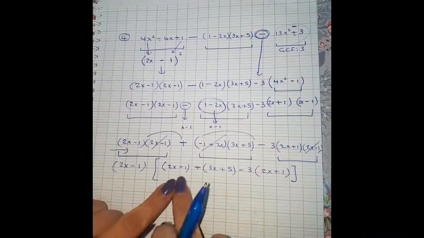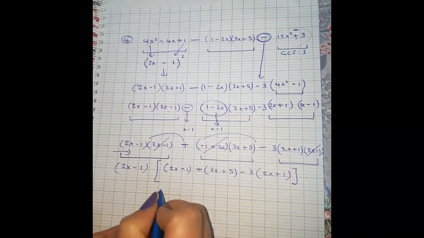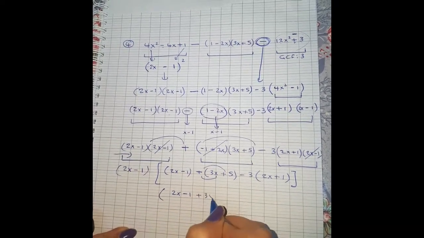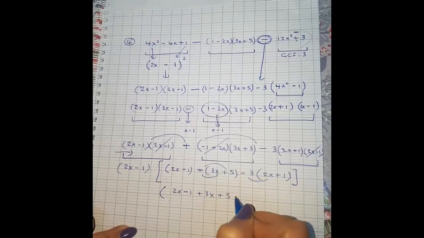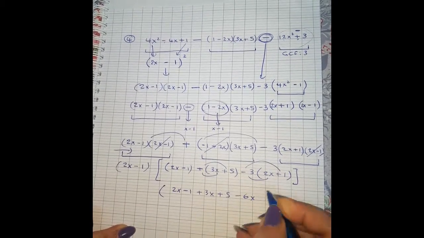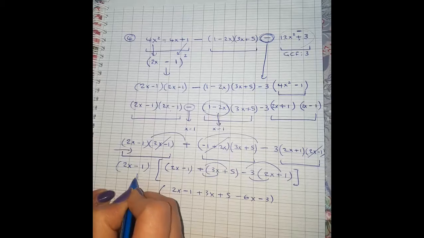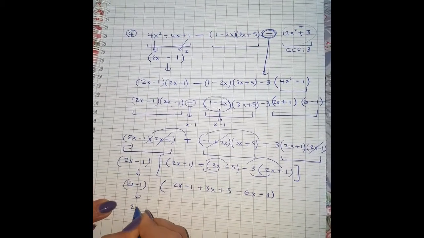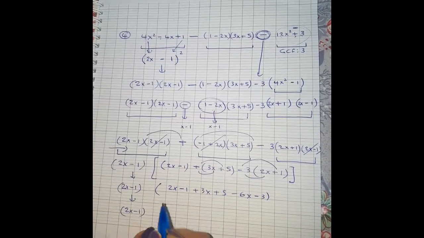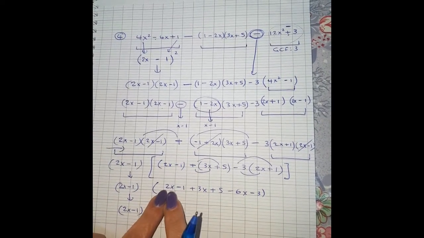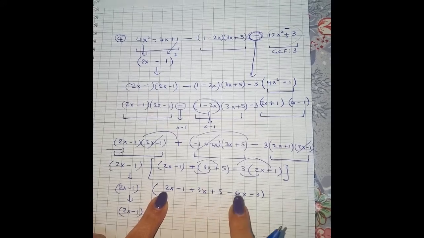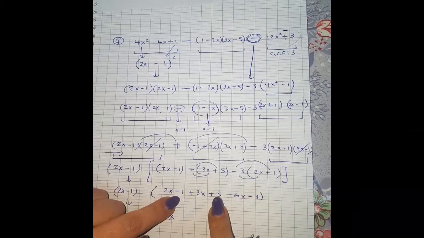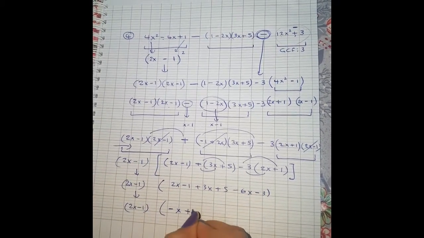What do I do? I start working within my big bracket. 2x minus 1 plus 3x plus 5 minus 6x minus 3 times 1 is a negative 3. Don't forget to bring down your first parenthesis. I start adding and subtracting my like terms. 2x plus 3x is 5x, minus 6x is a negative x, minus 1 plus 5 is a 4, minus 3 is a plus 1.